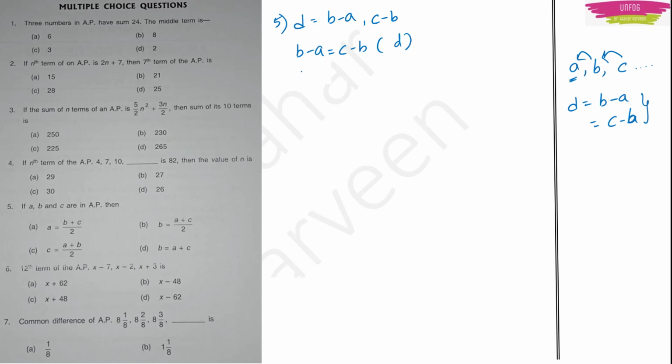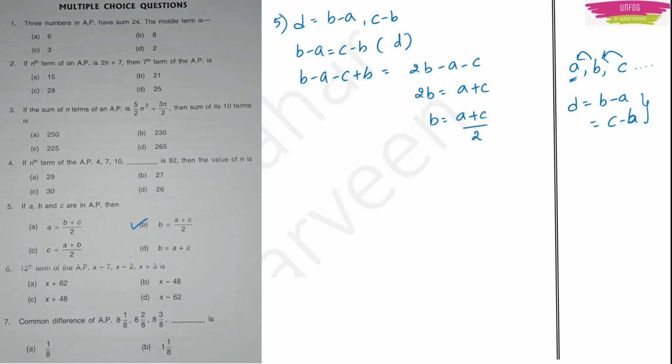Now we can equate to find things, right? B minus A minus C plus B will be equal to 2B minus A minus C. Or 2B, again if I put it that side, A plus C. 2B is equal to A plus C. Or if I take B only left hand side, 2 will go down. It will be (A plus C) by 2. Option B will be the right answer in number 5.